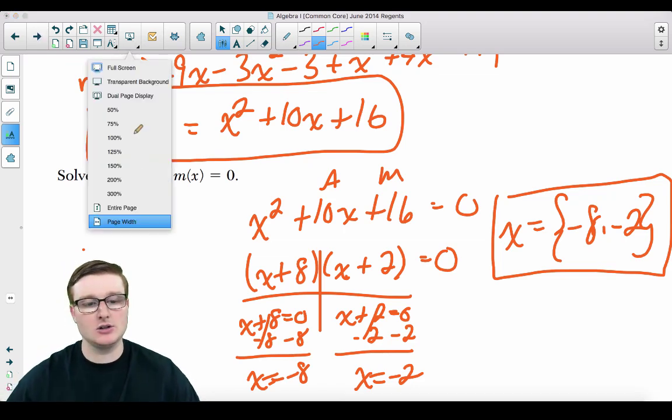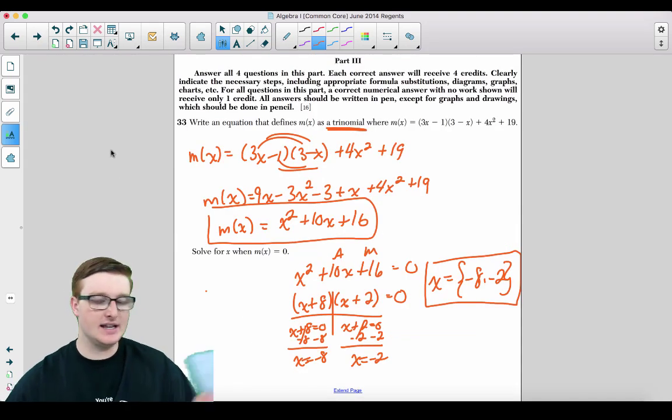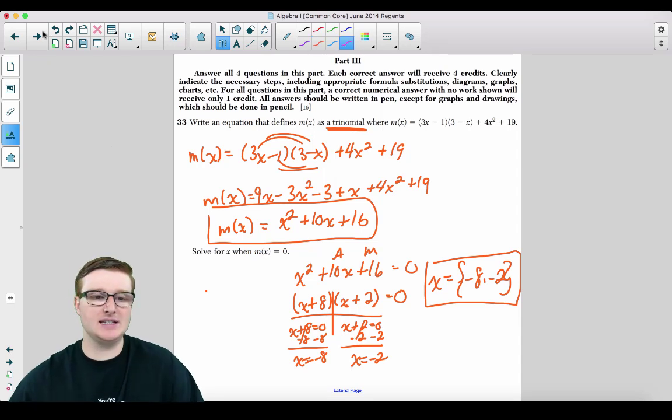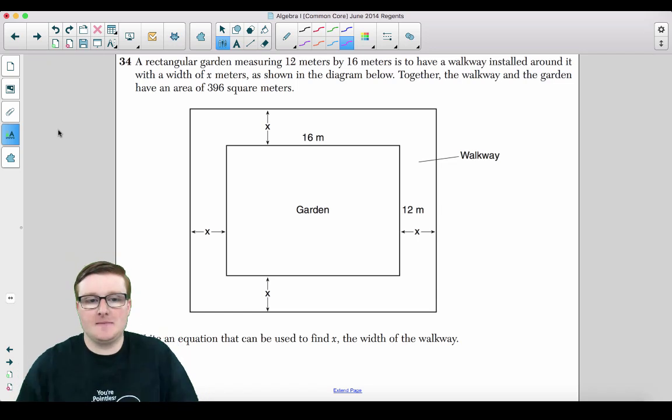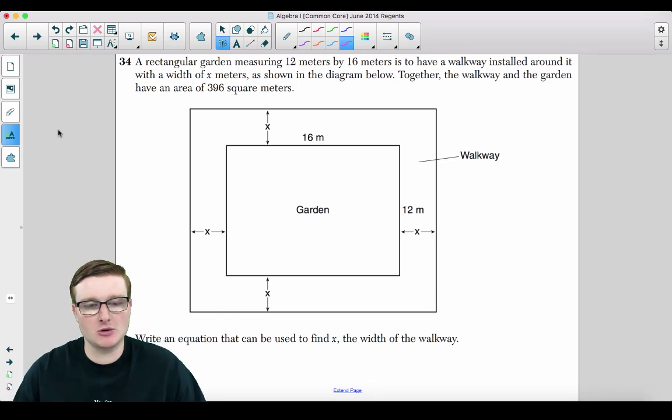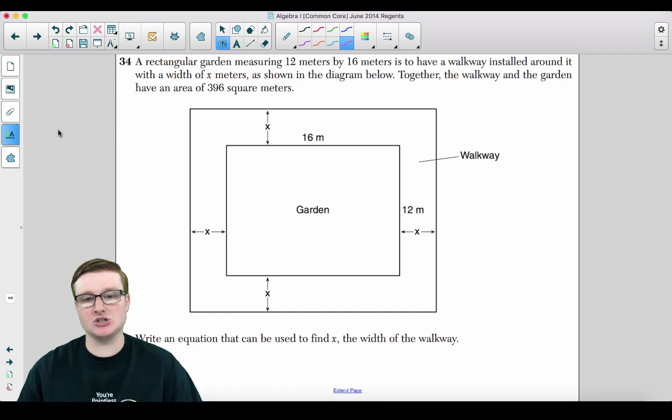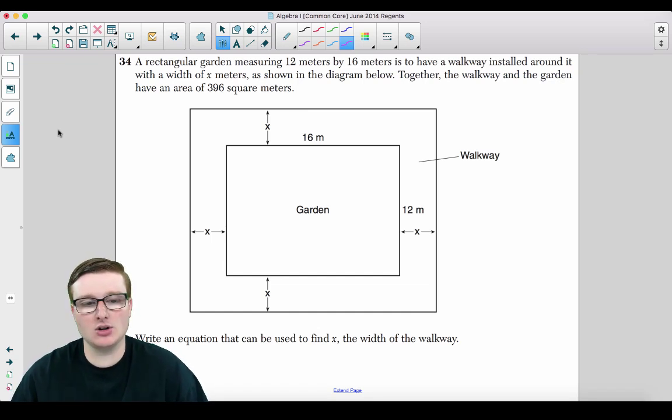Question 34, which is the next question, is one of the most interesting questions I've seen. You really need to be careful with what you're doing here. Let me read it to you and explain what's going on. A rectangular garden measures 12 meters by 16 meters, is to have a walkway installed around it with a width of x meters as shown on the diagram below. Together, the walkway and the garden have an area of 396 square centimeters.